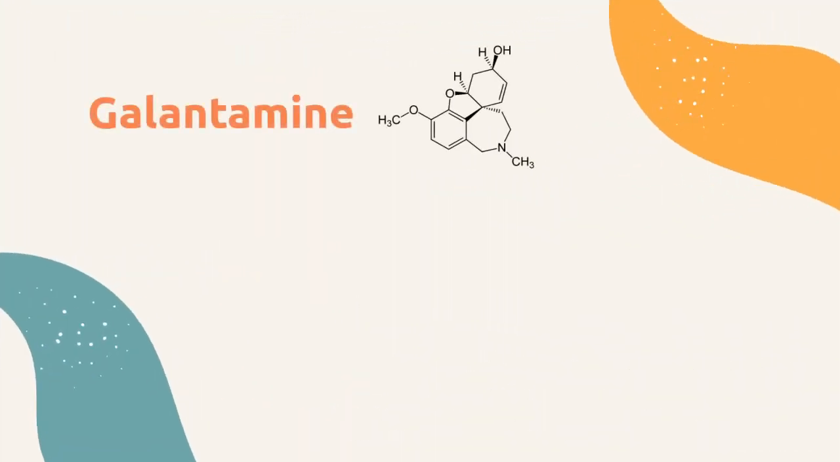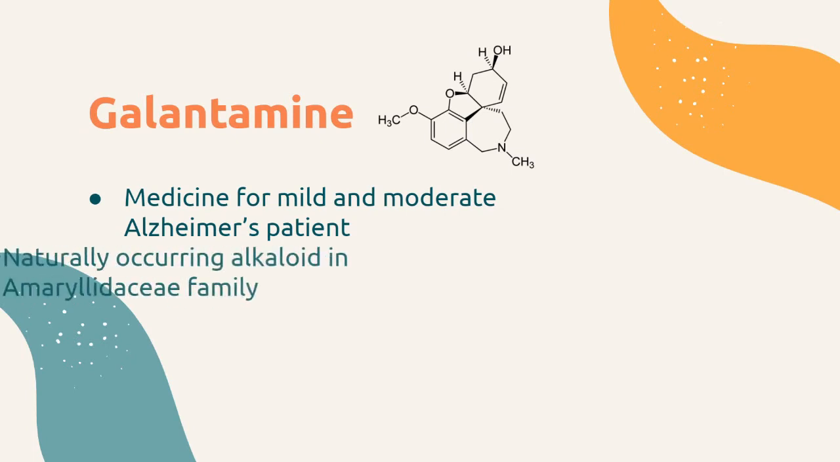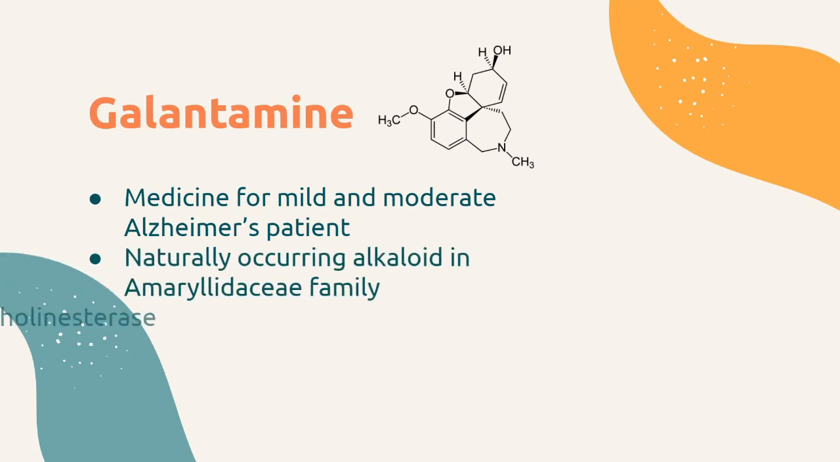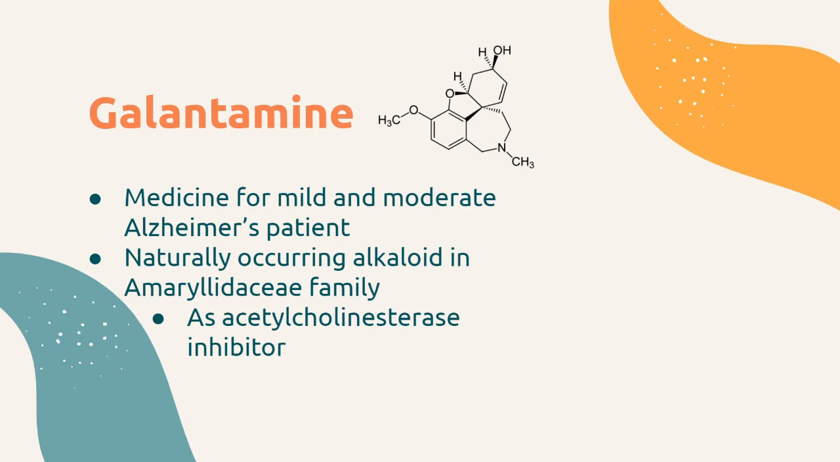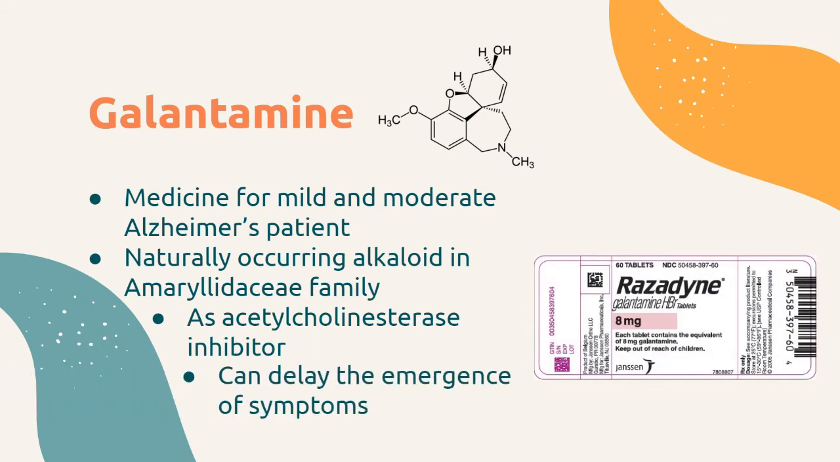It has been shown in several papers that galantamine can be used to treat mild and moderate Alzheimer's patients. Galantamine itself is a naturally occurring alkaloid that can act as an acetylcholinesterase inhibitor. Galantamine-based drugs have been sold in the form of tablet with Rasadin as the brand. These drugs can delay the emergence of Alzheimer's disease symptoms.